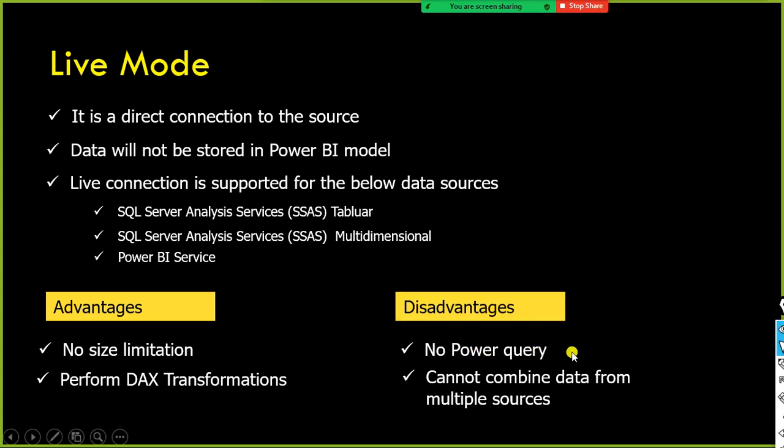Power Query is like a kitchen, right? You cannot do data transformation. You cannot combine data from multiple sources. Once you connect to live mode, that's it. You cannot connect to any other sources. Okay, you have to live with only the live connection mode.